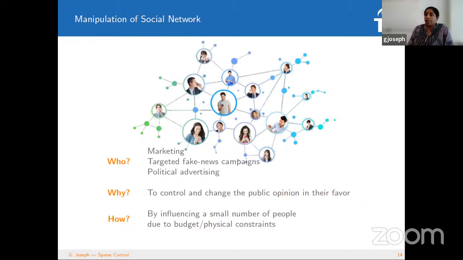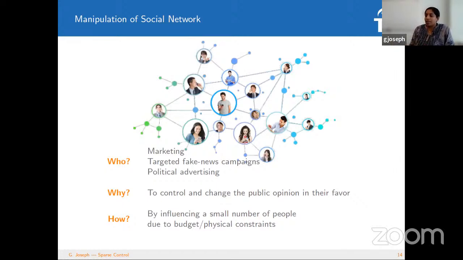So who is trying to influence these kinds of opinions? There could be external manipulators like marketing agents, targeted fake news campaigns, or political advertising. What is the goal of the manipulator here? The manipulator tries to control and change the public opinion in their favor. The network opinion is the system state here, and they want to change it in their favor. And how do they do that? They can do it under a sparsity constraint.